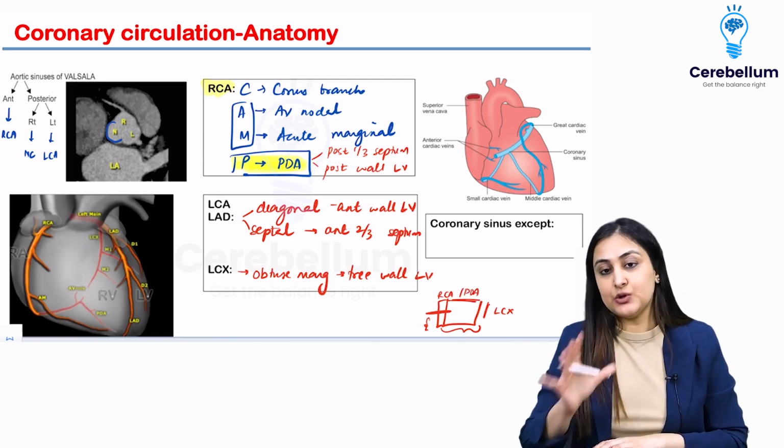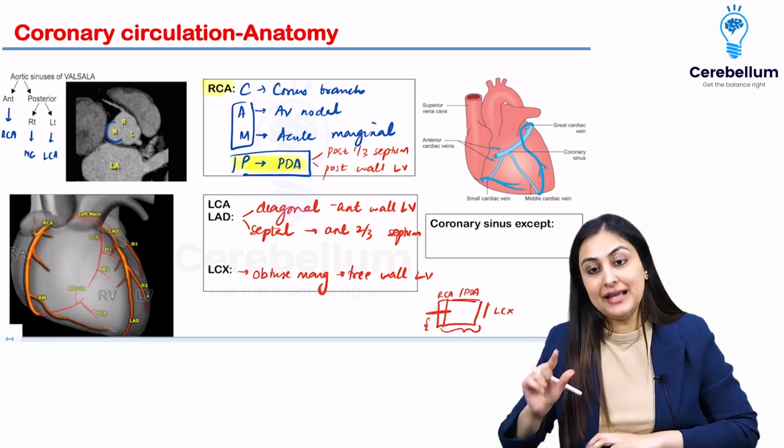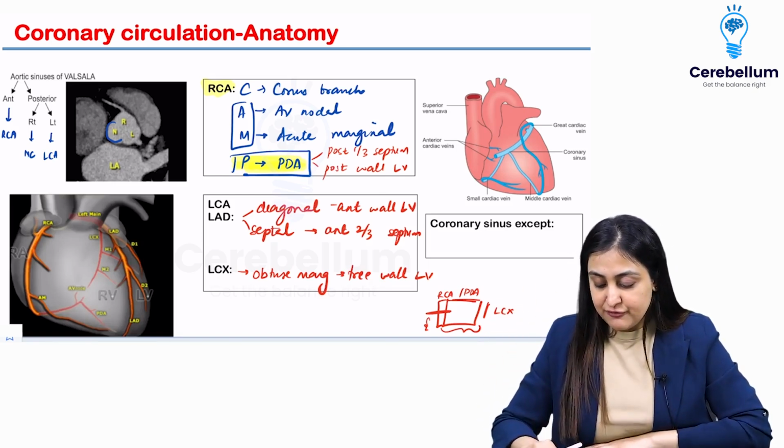So this is how you will know the supply. So this is what you want to remember, and then we localize it on MI. Before that, let's just finish off venous circulation.